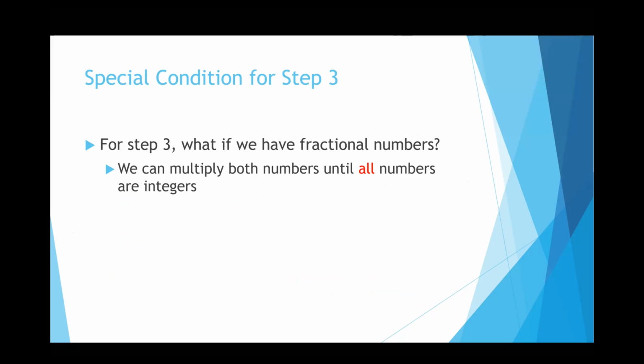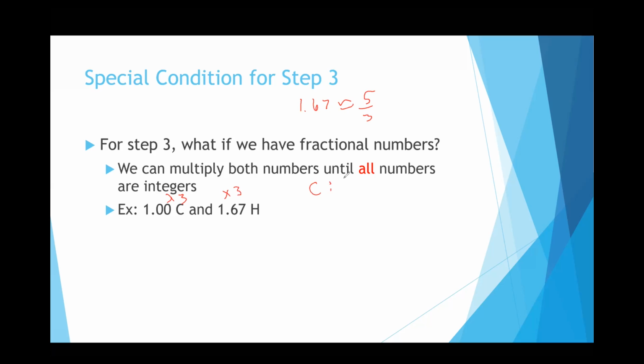So here's a special condition if it doesn't work out for us. What if we get fractional numbers for step 3 when we divide stuff out? Our solution is we multiply all numbers by a constant until they're all integers. For example, if you get 1.00 and 1.67, if you try out some numbers, you realize 1.67 is really close to 5/3. So why don't we multiply each number by 3?